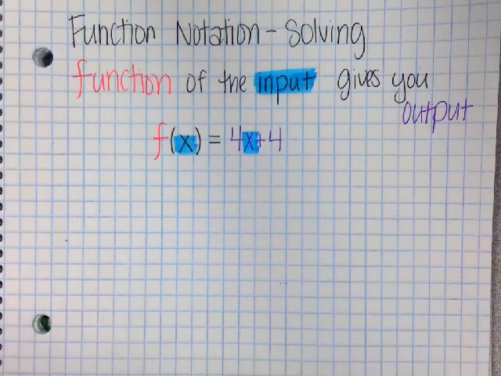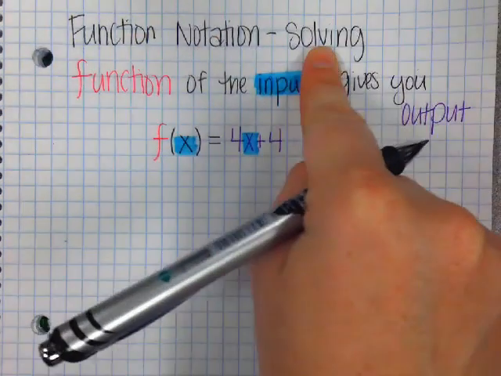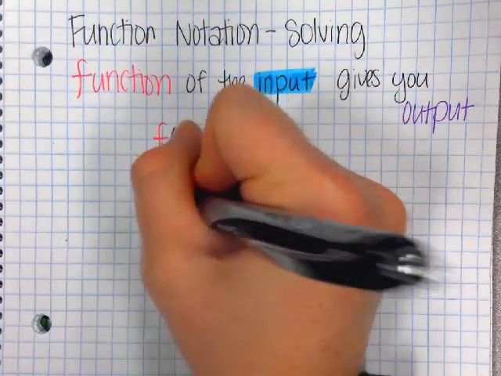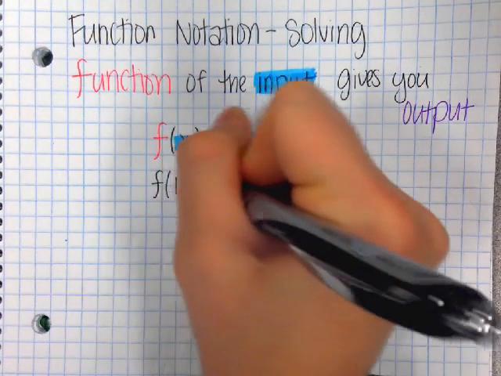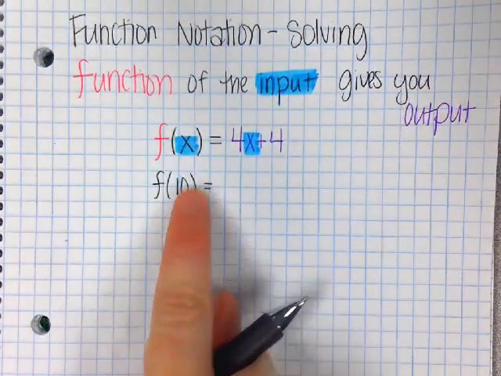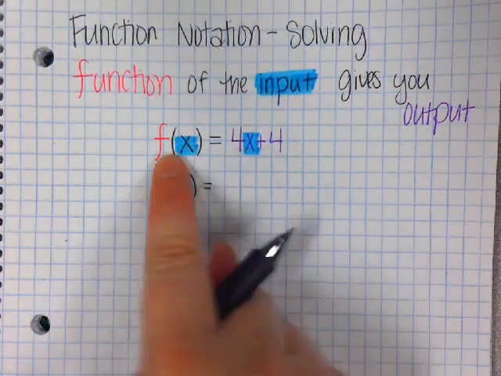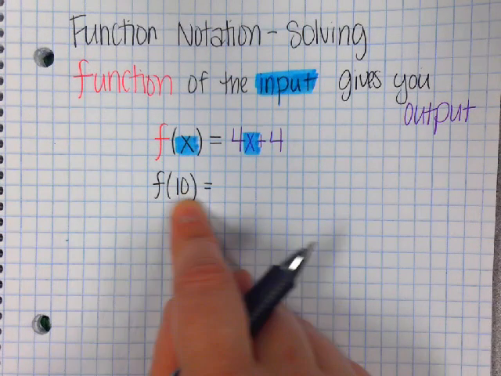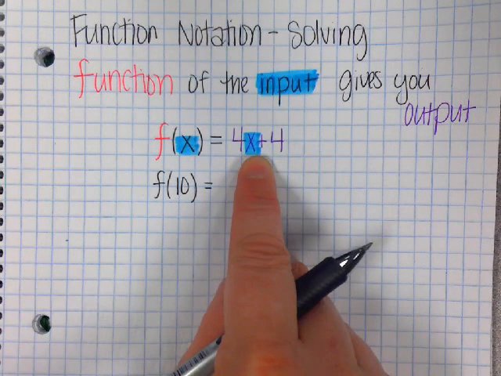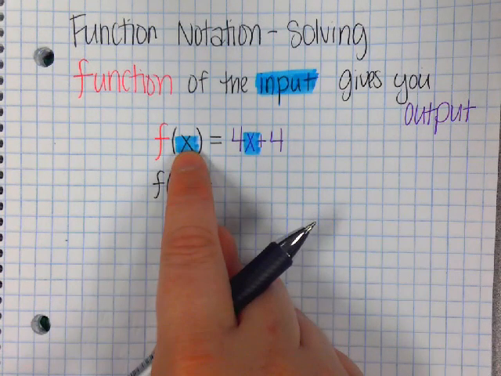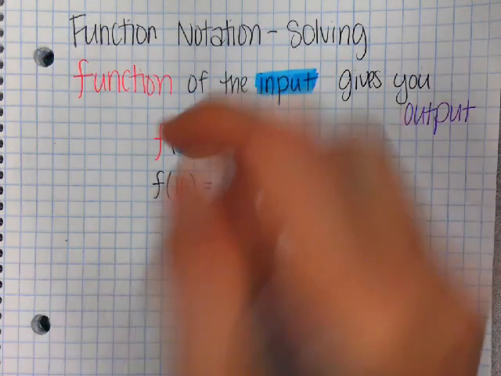Whenever we are solving using these, you'll typically see something that says f of 10 equals. So if you see f of 10 equals, and it's telling you this is your function, it's telling you to use 10 as your input in this function. So it's function of 10, or function of the input, and it's telling you to use 10 as your input.